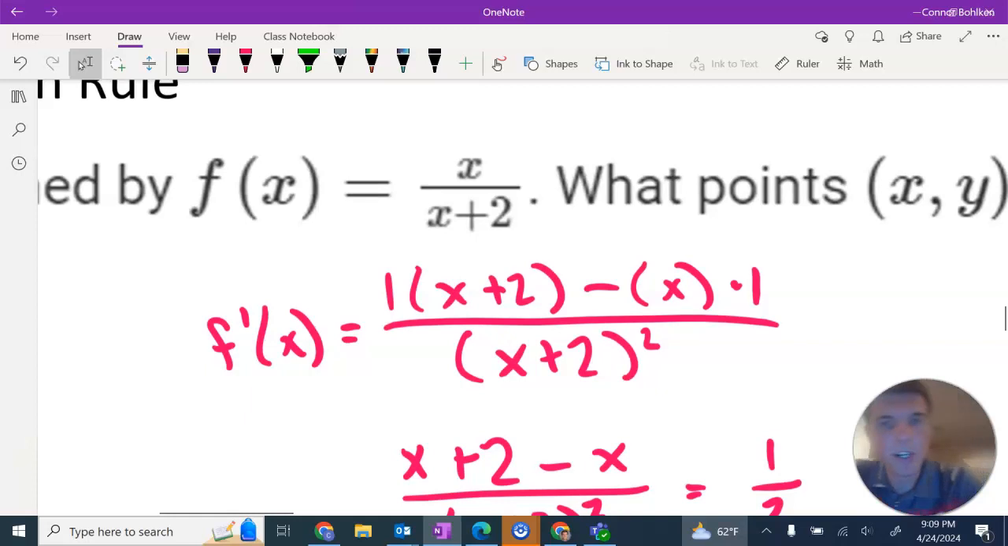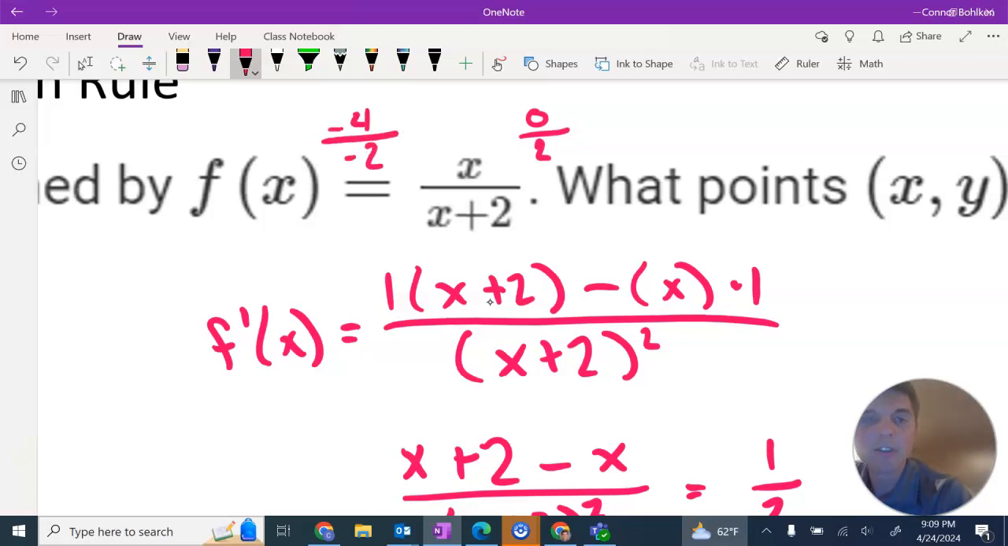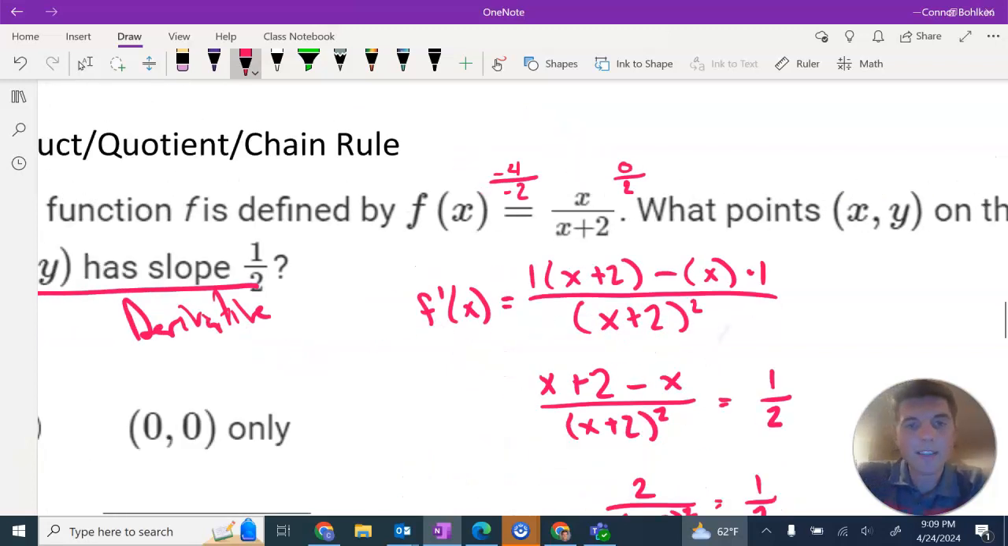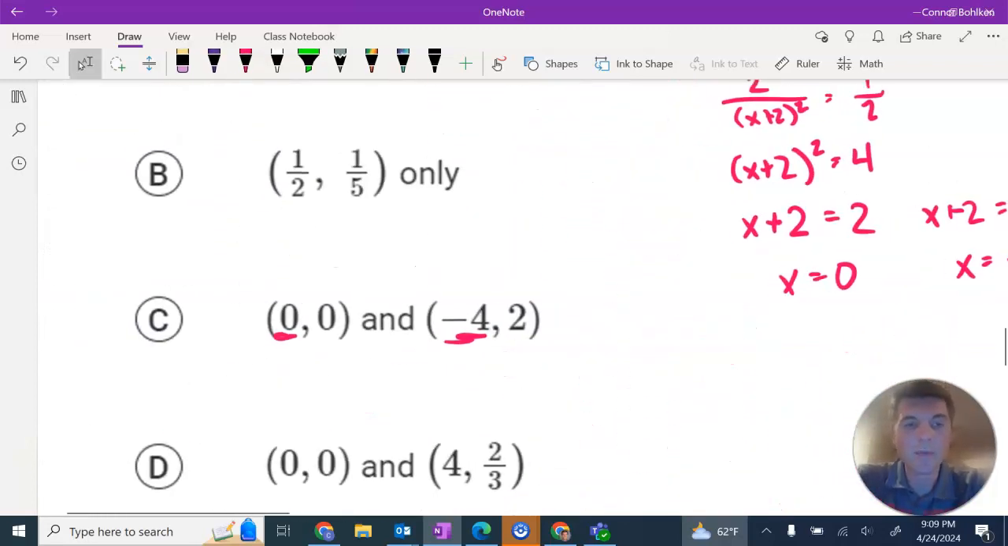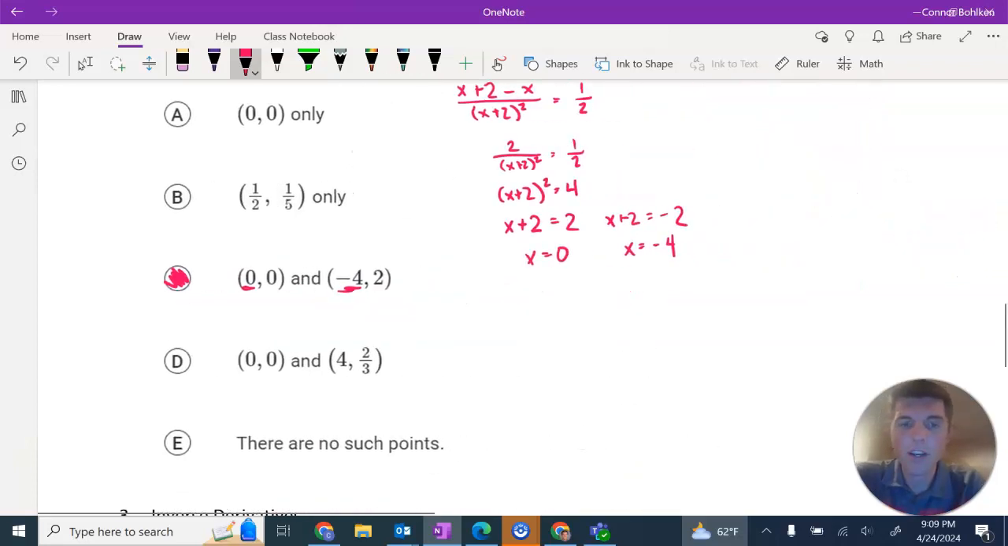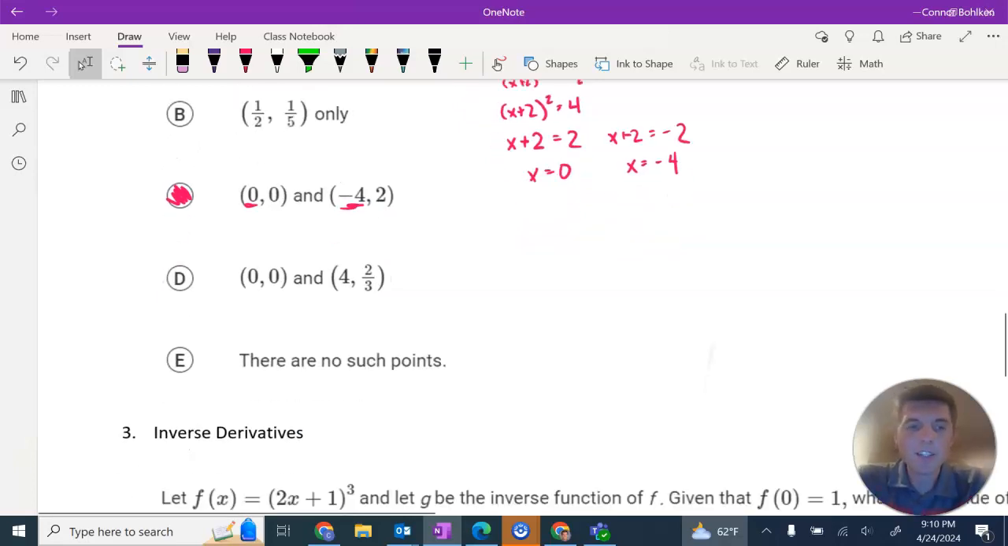Would these points work? If I plug 0 in, it would be 0 over 2. Okay, that's fine. If I plug negative 4 in, it's negative 4 over negative 2. Yeah, that's fine too. That still works, right? So C is our solution here, and we're good to go. Tricky chain product quotient rule problems will definitely come up. Let's look at number 3.